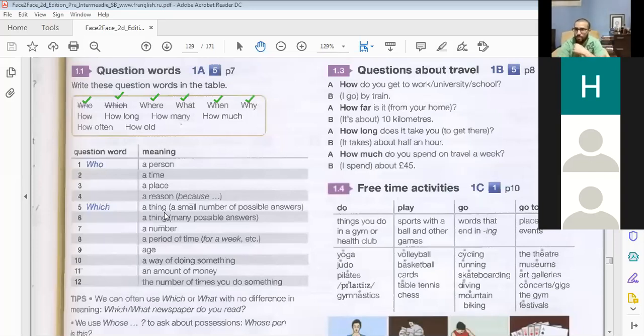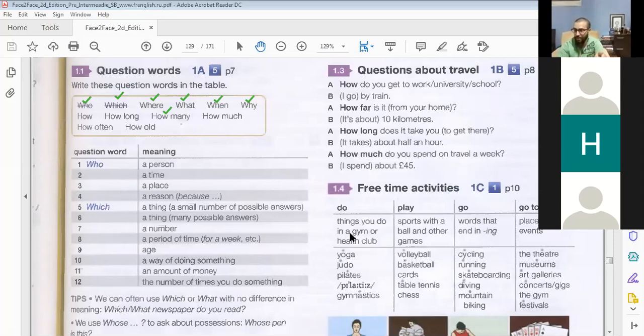Now, what about a number? If you want to ask about a number. How many? How much? How much is for uncountable things like money. How many is for numbers. If it's a number, this means you can count it. It's countable, right? So if I'm asking you about the number of books you have, or the number of cars you have, these are countable things. So you can give me a number. You can say 2, 3, 1, whatever.